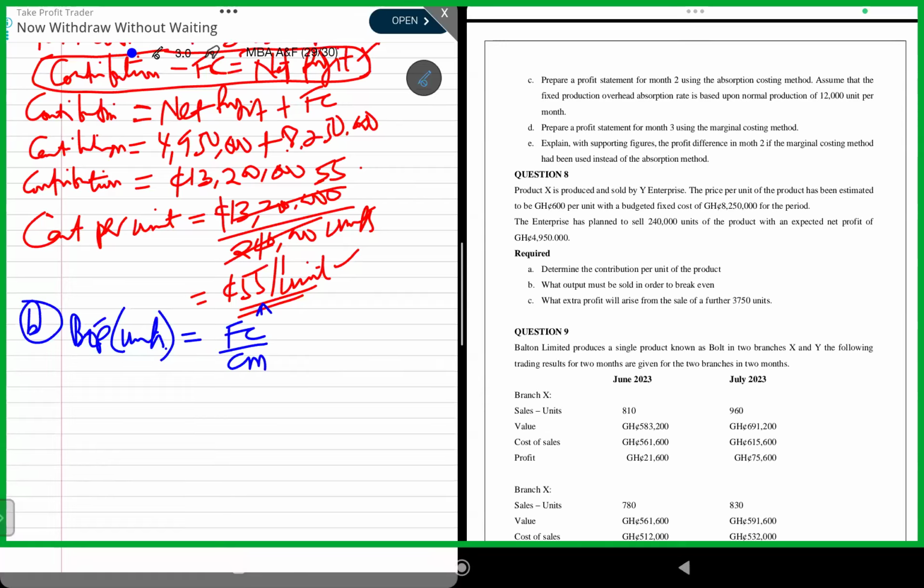Contribution margin. If you say contribution, it's talking about the total. Contribution margin is the same as contribution per unit. If you plug in a total contribution here, your value will be different. So you have to find a contribution per unit. That's the contribution margin. Okay, what's the fixed cost?